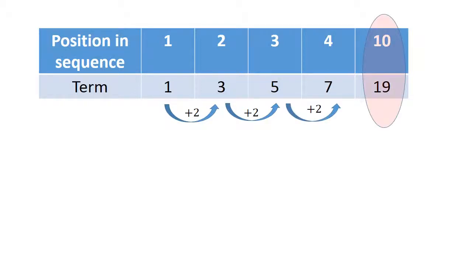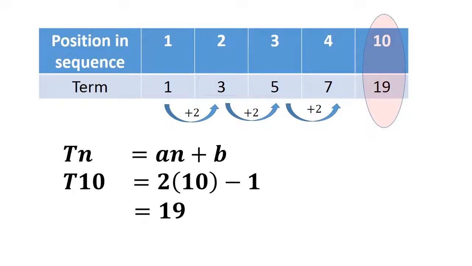We use this formula. Now we'd like to calculate the 10th one. Tn equals An plus B. T is the 10th term, equals 2, our plus 2, the constant difference, in brackets the 10th one, minus 1, equals 19.